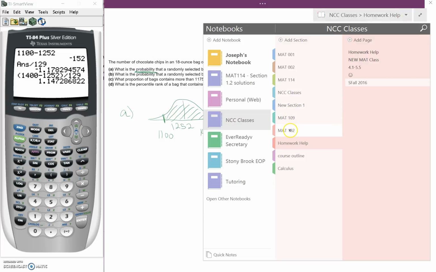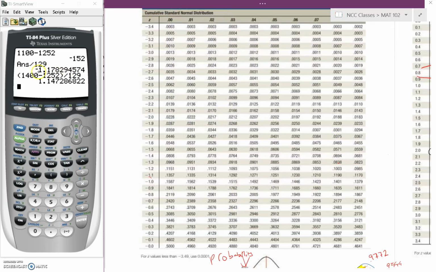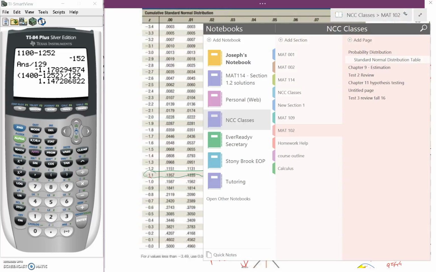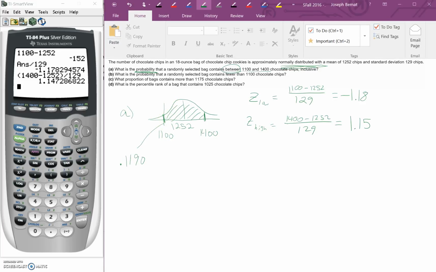Now I'm going to look in a different file real quick, to find the two z-scores in our chart. So the first z-score was negative 1.18. So we're going to look here, negative 1.1. Follow this row all the way across, and go down here to 8. So 0.1190 is the first one. So the area to the left of this region is 0.1190. That would represent the blue region here.